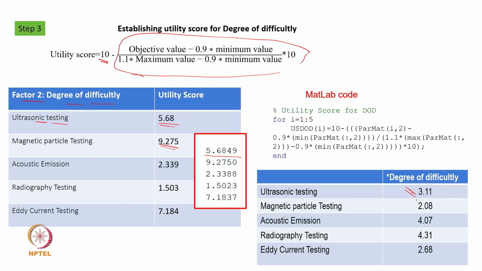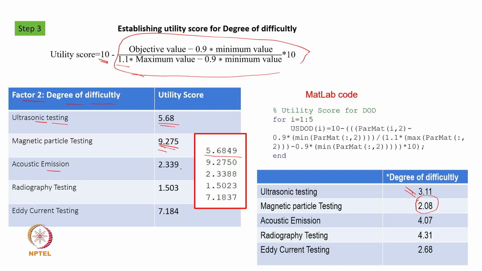In the case of magnetic particle testing it is 9.275. As I mentioned earlier, we require a minimum time, and magnetic particle testing is the best. If we do not use this kind of formula, with 1.1 and 0.9, then we would get this value as 10, because this is the best. However, we are leaving some scope, since some method which we have not explored may have a 10 value. So why should we choose this as a 10? That is why we are slightly reducing it.